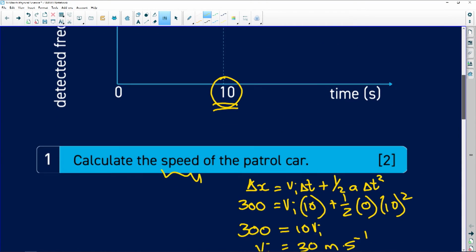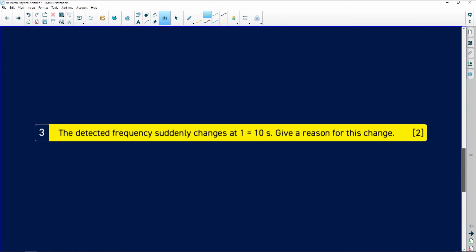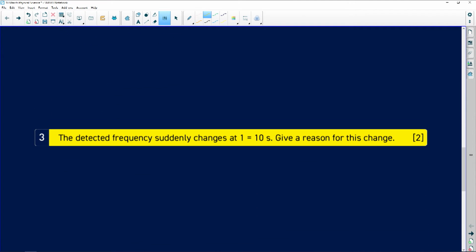Now, the next question says, the detected frequency suddenly changes at t equal to 10 seconds. Give a reason for this change. So normally with the Doppler effect, we find that as a siren, or the sound source, is approaching us, the frequency increases. The reason for that is because you've got more waves striking our eardrum and we hear this at a higher frequency or a higher pitch.